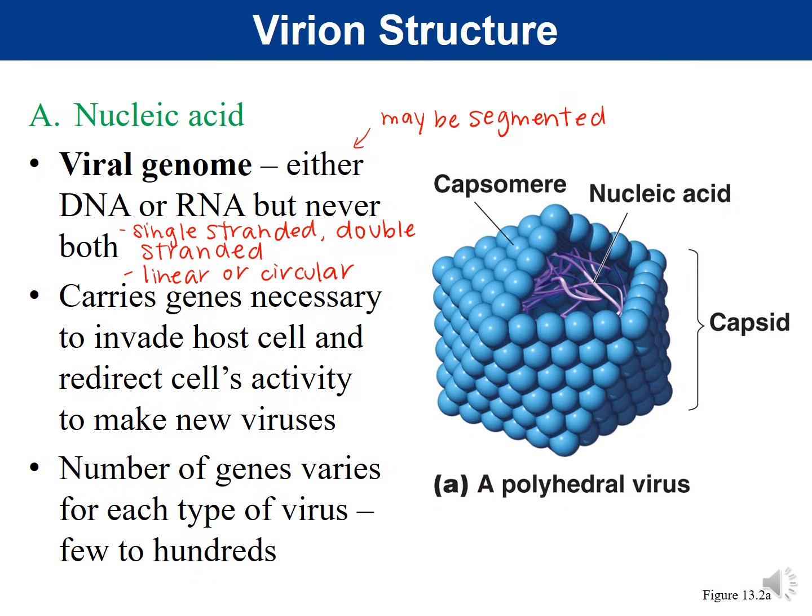The nucleic acid carries the genes necessary to invade the host cell, so it allows them to get into the host cell. And it also has information that allows the virus to redirect the cell's activity to make new viruses, basically meaning that it allows the virus to hijack the host cell machinery. The number of genes varies for each type of virus. They can have few to hundreds of genes depending on the type of virus.